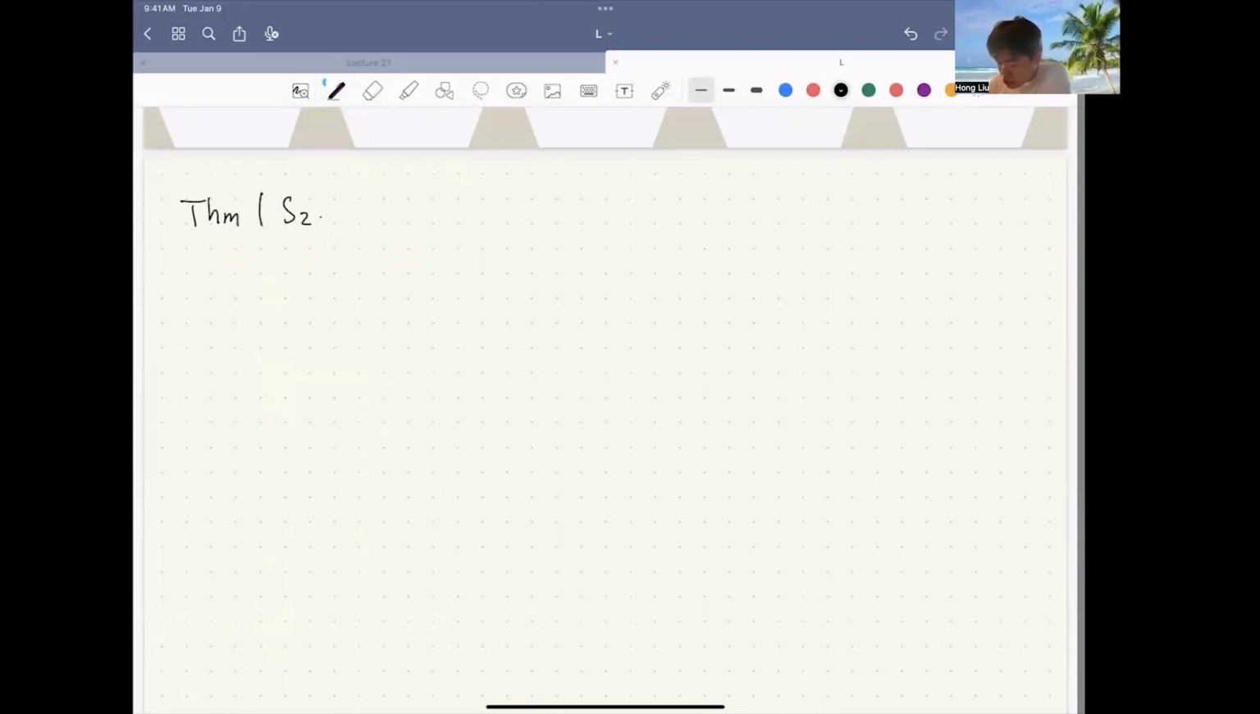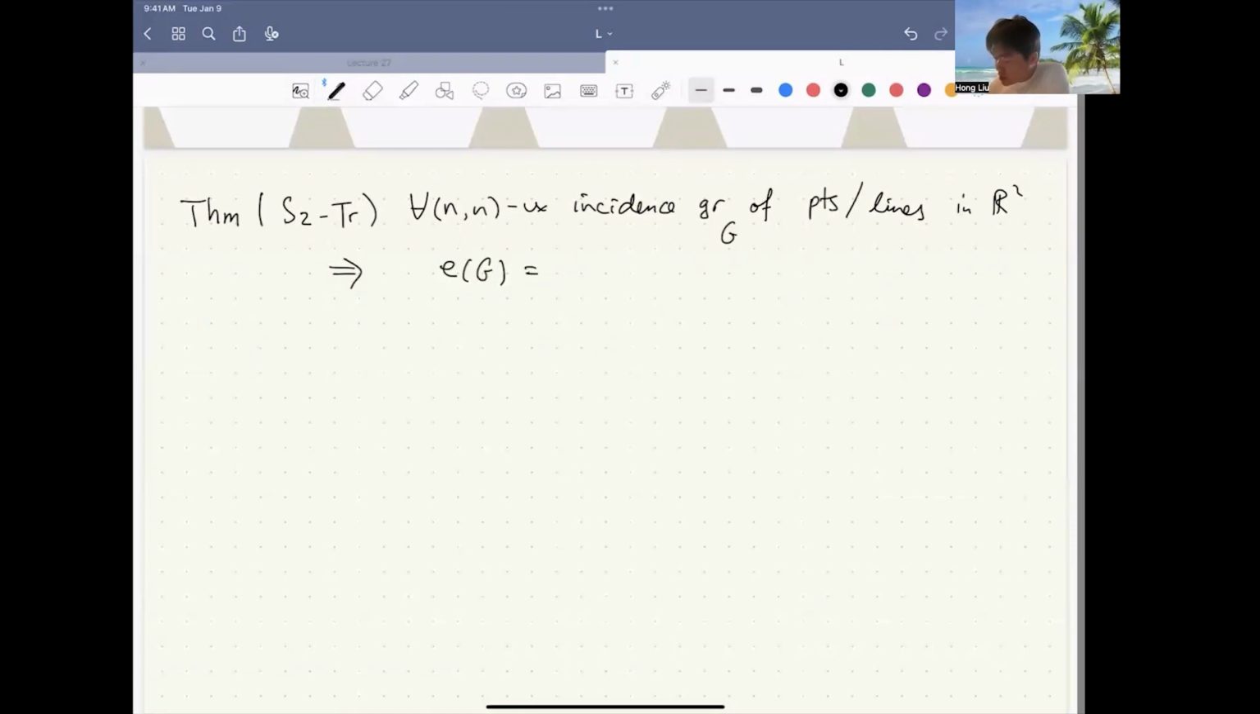Recall, Szemerédi-Trotter proved that for any n by n vertex incidence graph of points and lines in R2, the plane, let's call it G, the number of edges is big O of n to the 4/3. This bound is tight. There is a construction.